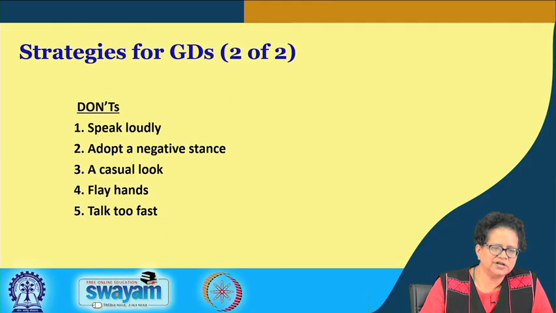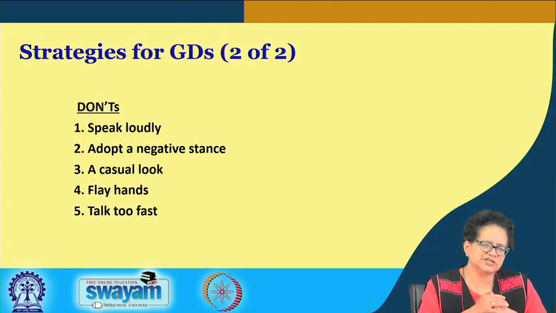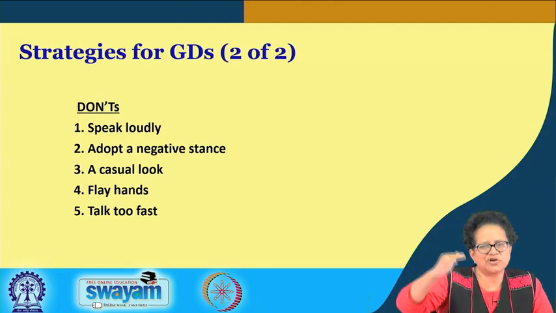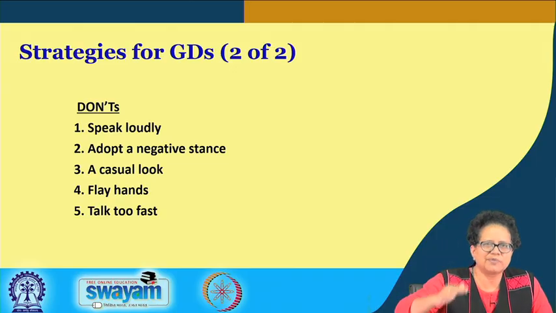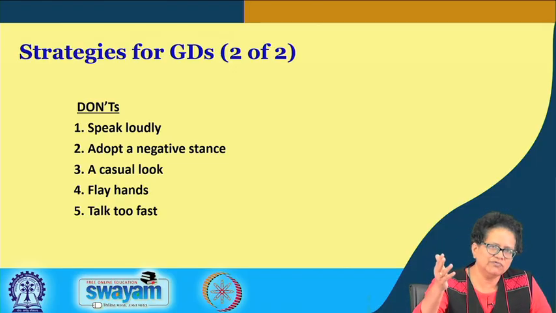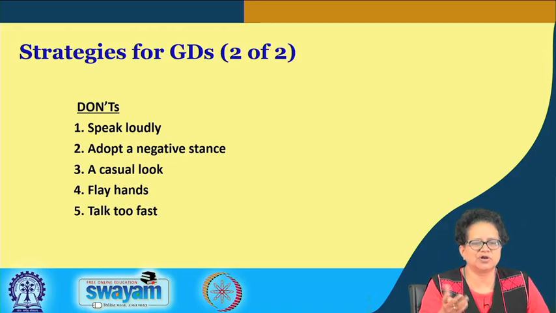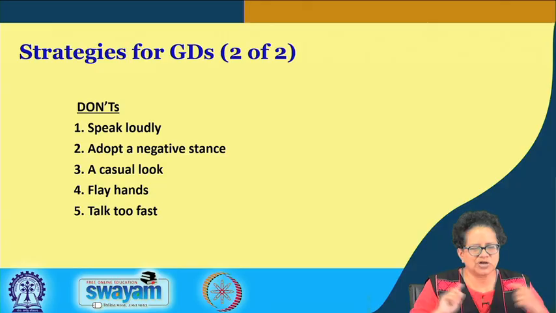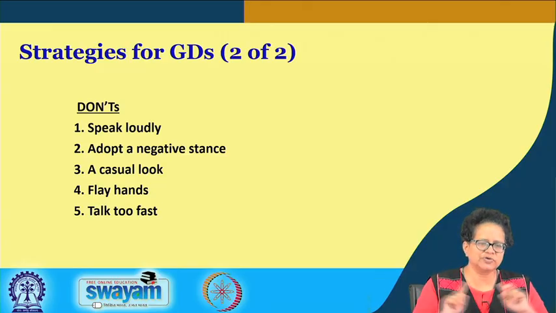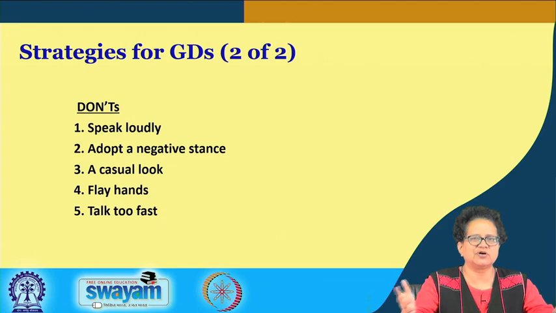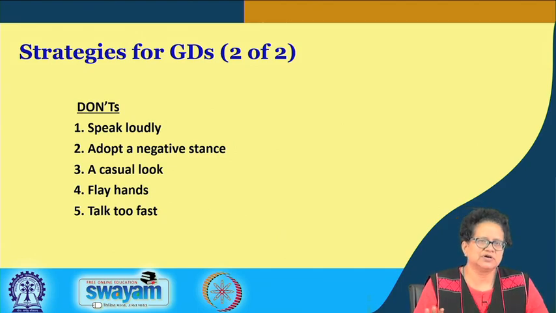So, we move further. What are the don'ts for GDs? The first is to speak loudly. Remember that if you increase your volume, it reduces by half the impact of what you are saying. Loud volume will not make you be heard. So, there is no need to speak loudly. All are able to listen because all are sitting in close proximity to each other in a group discussion room which has a circular table or a C-shaped empty space or oval shaped structure.